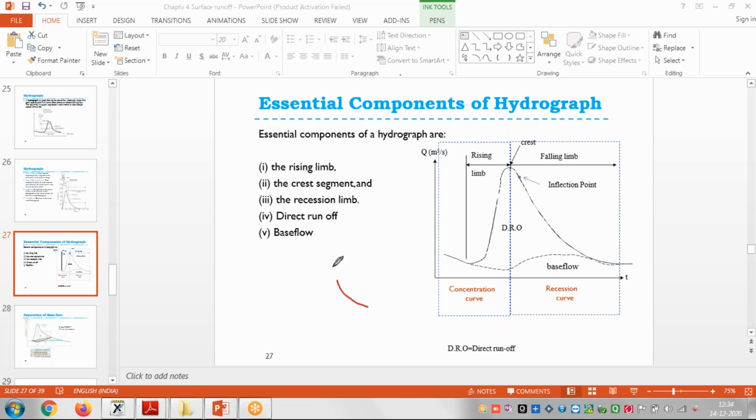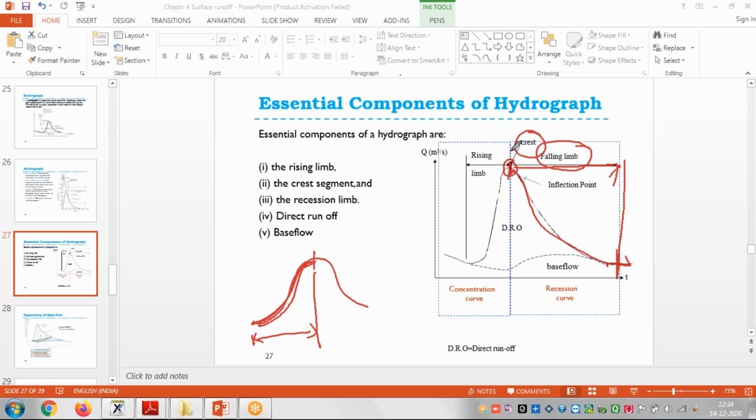Rising limb means if this is my hydrograph, this portion from where it is starting is called the rising limb. And from here to here, this portion is going down. That is called the falling limb. From this peak where it becomes constant, this portion is the falling limb, right? And the top portion is called the crest. This is the rising limb, this is the falling limb, this is the crest.